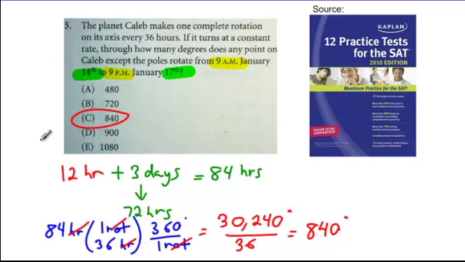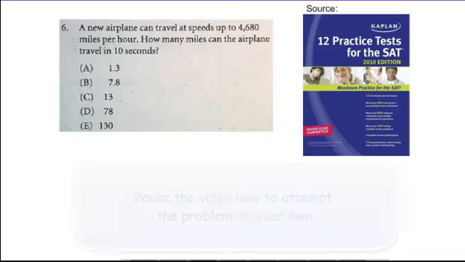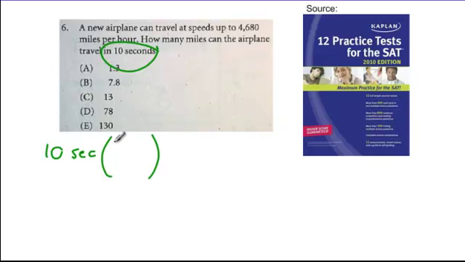Next problem. A new airplane can travel at speeds up to 4,680 miles per hour. How many miles can the airplane travel in 10 seconds? Here, the starting value is 10 seconds. When we multiply in our conversion factor of 4,680 miles in 1 hour, we should put the hours on the bottom. Although we have 2 different units of time, you should still put them on opposite sides of the fraction.